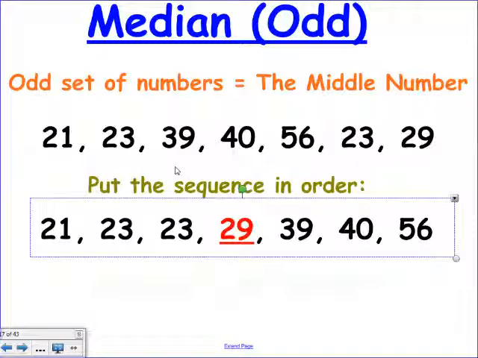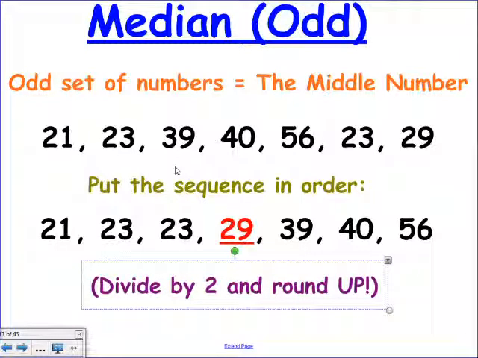So your trick from now on to find the middle of an odd set of numbers is divide that number by 2 and round it up. So if I've got 7 numbers, divide it by 2, I get 3.5. Perfect. I then round it up, so it's the 4th number that is the middle in an odd set.